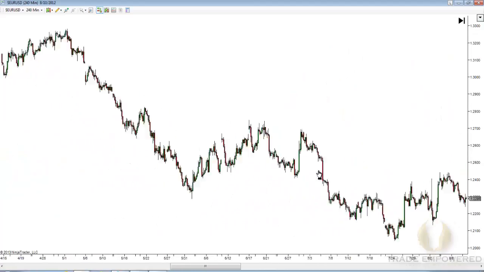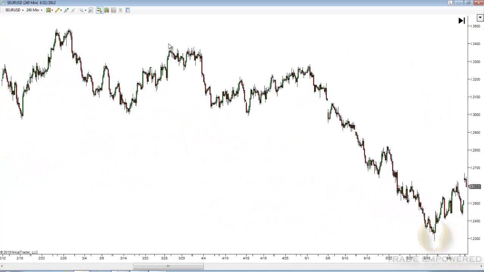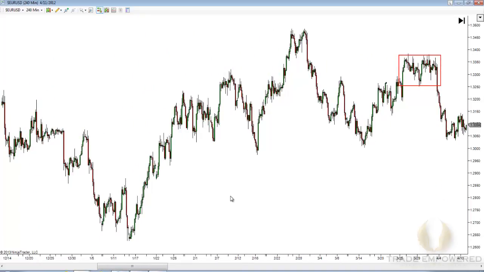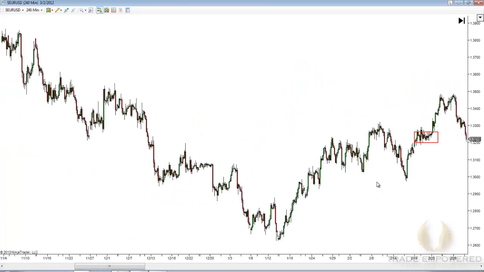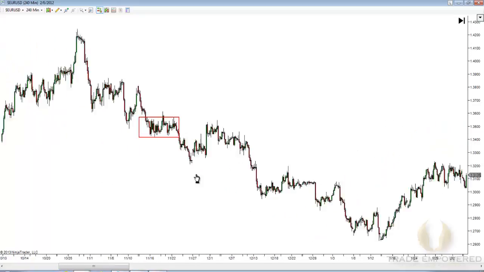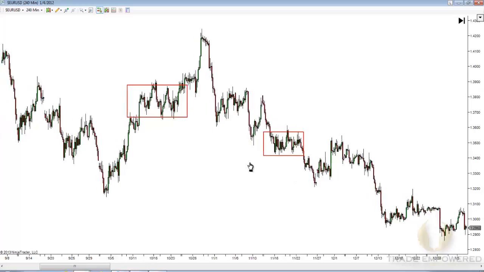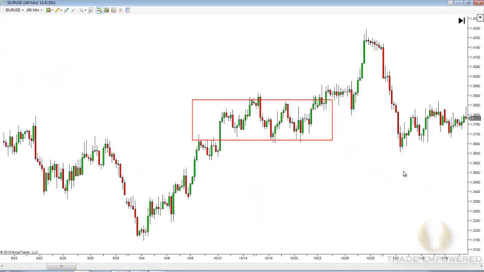all over the place. Consolidation right in here. Again, no clear direction of market movement. Consolidation right in there. Consolidation right in here. A great example of one right here. Let's zoom in on this one.